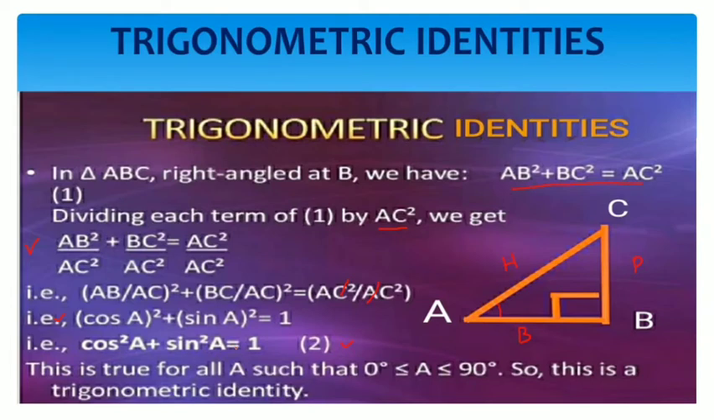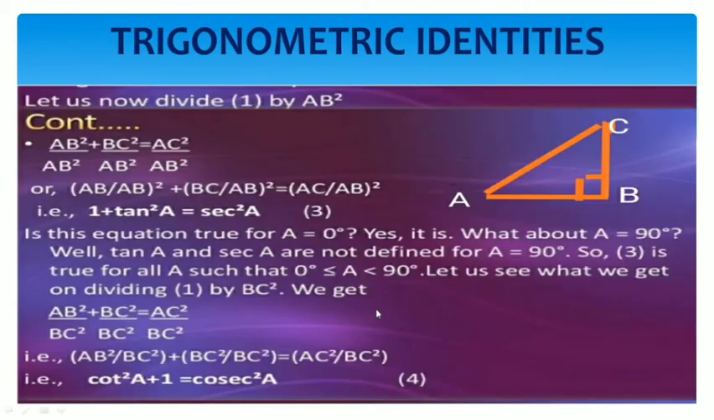So for any right angle triangle, for a particular angle, the square of sine plus square of cos will give the value 1. And this is true for all the A, or A means angles, such that this is the range. If A is greater than equal to 0 degree, less than equal to 90 degree, if we take any angle from 0 to 90 degree, this identity is true for all the values of angles used there.